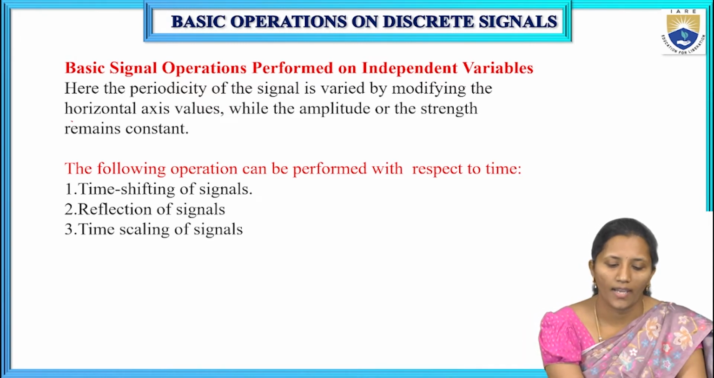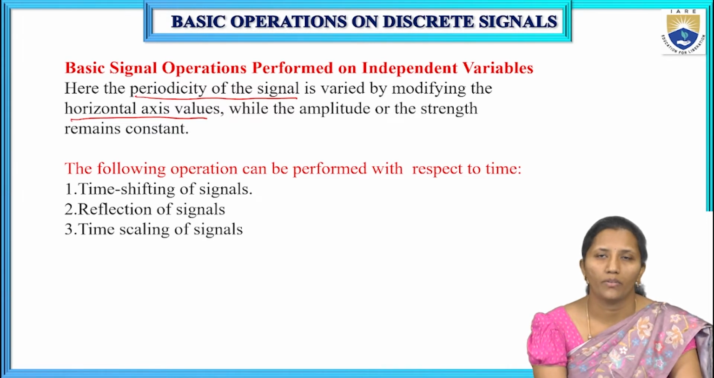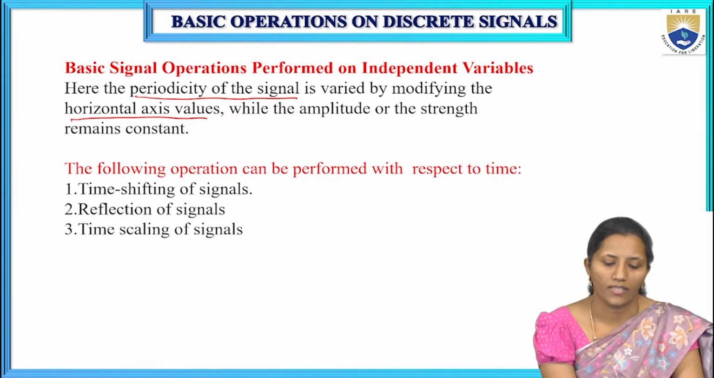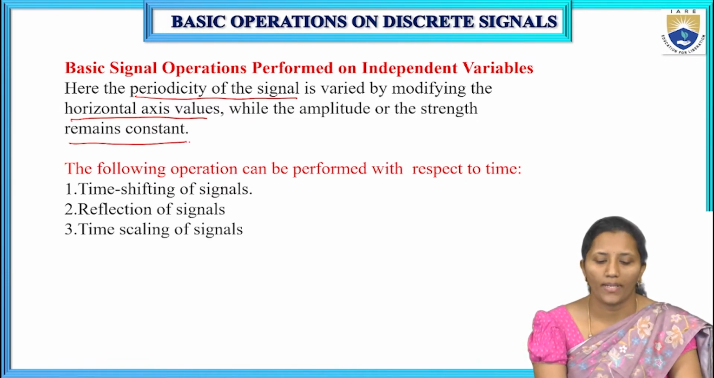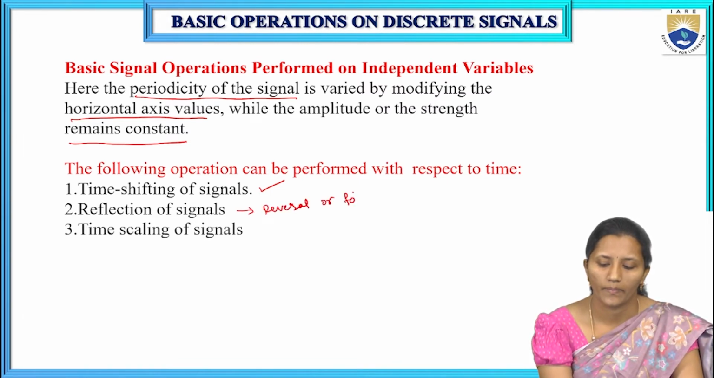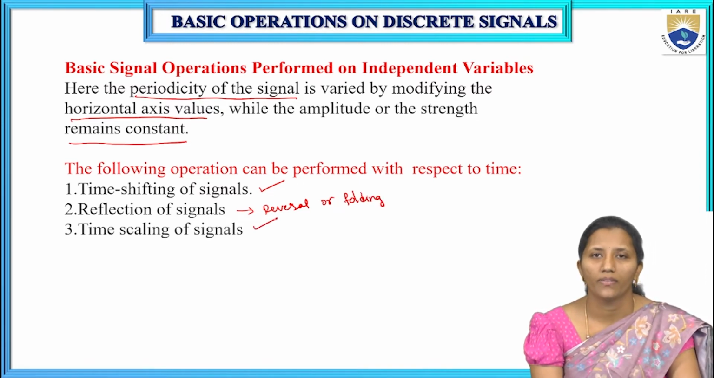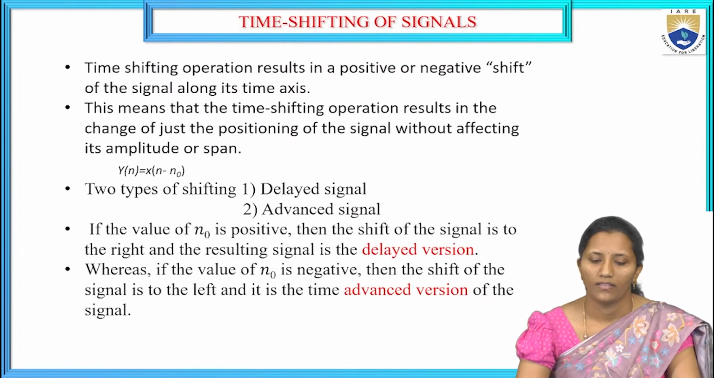Only the horizontal axis value, the periodicity of the signal, is varied, and the magnitude or amplitude of the signal remains constant. So the basic operations that can be performed with respect to time, that is the independent variable, are time shifting of the signal, reflection, otherwise called reversal or folding of the signal, and time scaling of the signal. First of all, we are going to discuss the time shifting of the signal.